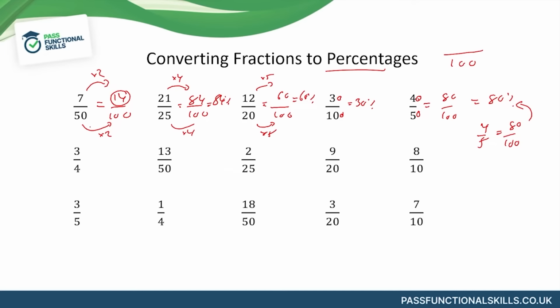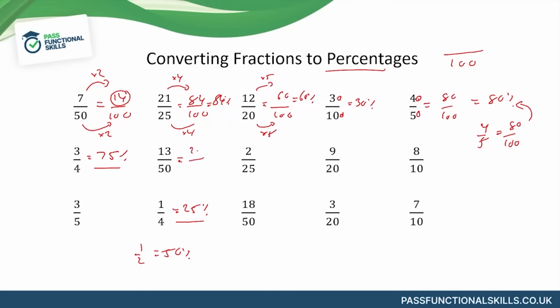Okay, so these denominators are 50, double the top number, 25, quadruple the top number, 20, multiply the top number by 5, 10, just chuck a 0 on. That's quite easy really. 3/4 is one you just need to know. It's 75%. 1/4 is 25%. Just learn these. 1/2 is 50%, 1/4 is 25%, so 3/4 is 75%.